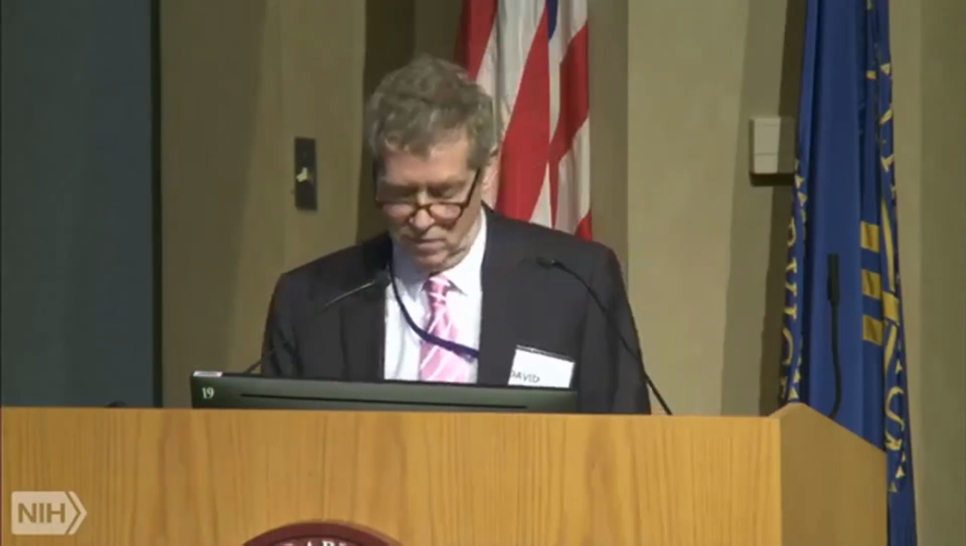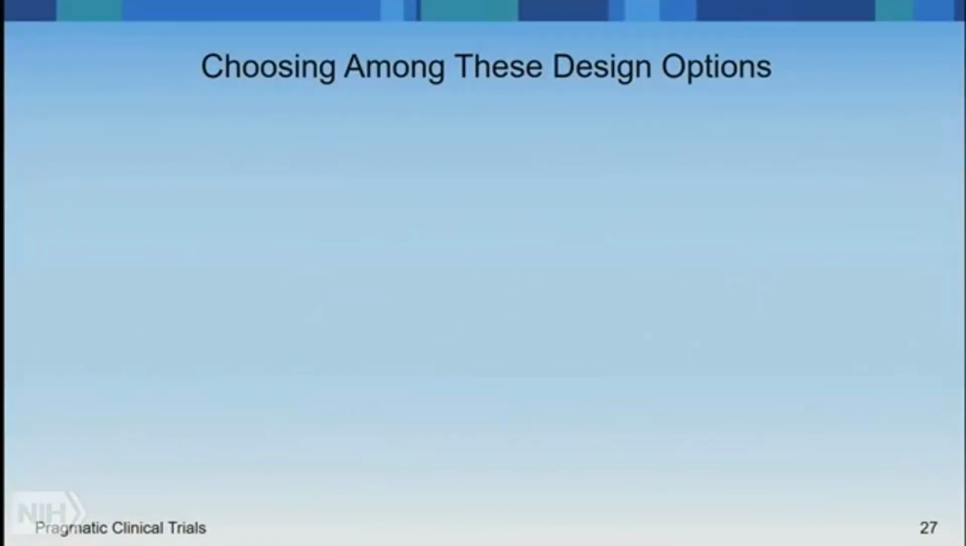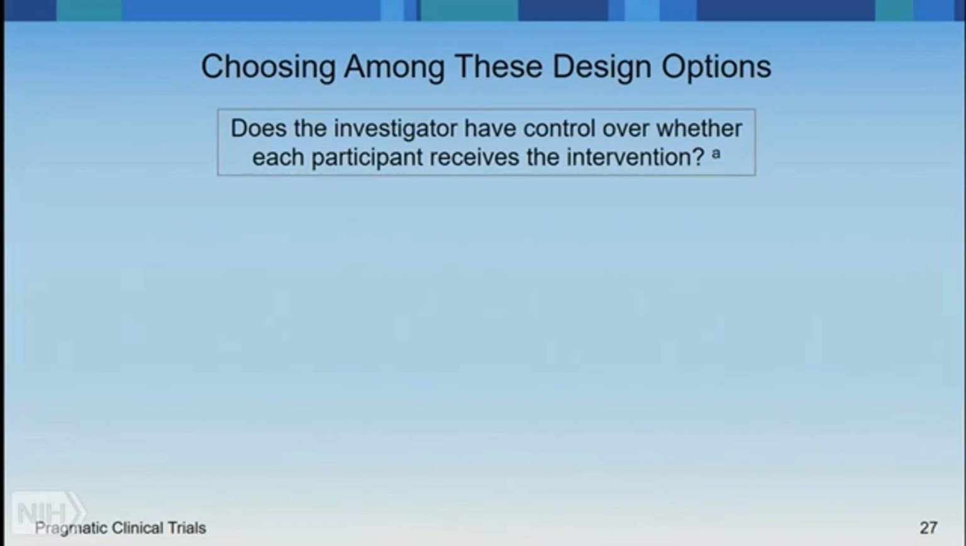So how do we choose among these? I'm working on a paper with Monica Taljaard, Liz Turner and Stephanie George, and this was one of the issues that we considered in this paper, and we came up with this little diagram that seemed to us to be helpful, so you're the first to see it outside of our small group. We have three questions that we would put in front of investigators to consider. Does the investigator have control over whether each participant receives the intervention?